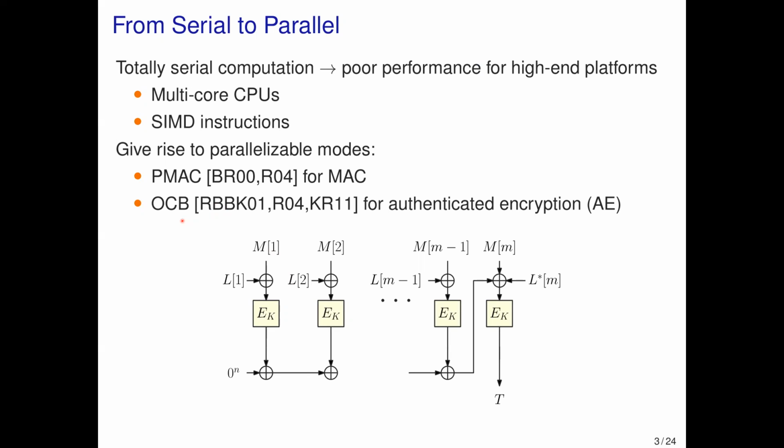And this picture shows PMAC. As you can see, after throwing these L values here to the block cipher inputs, almost all block cipher calls can be done in parallel.